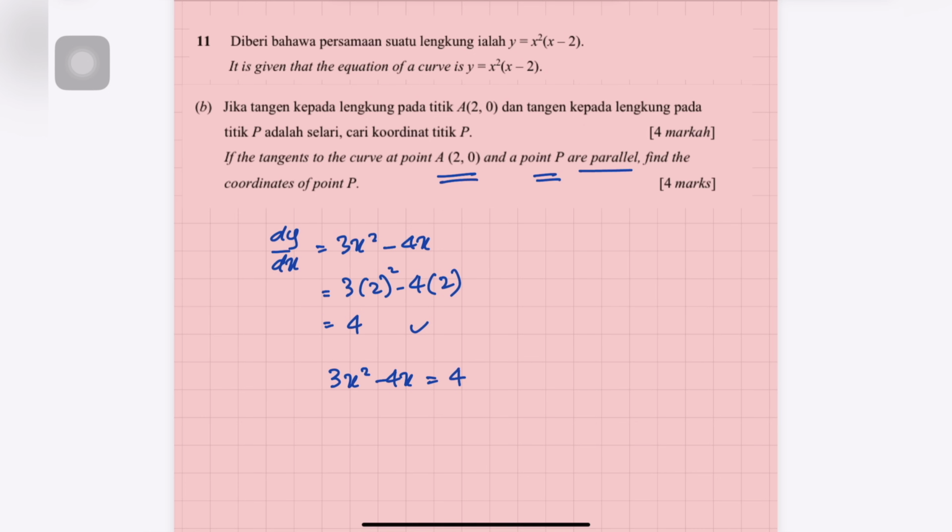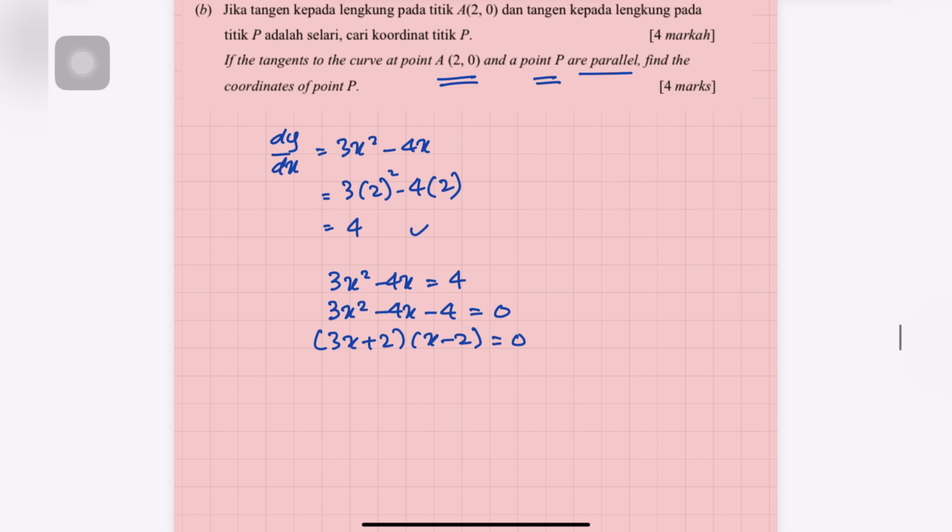Okay, so this one is quadratic. So you convert it into general form: 3x squared minus 4x minus 4 equals 0. So this one factorizes as (3x plus 2)(x minus 2). Okay, so we will get x equals negative 2/3 and x equals 2. Just now, this one we do not need to take because we already have it at A. So we take x equals negative 2/3, the other one.